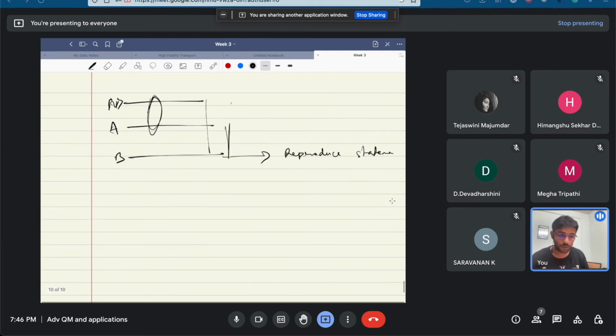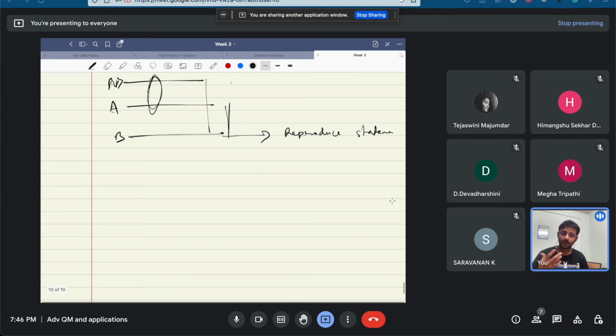Now, in order to find, let's say, a maximally entangled state, how do you find it? There is actually a measurement.